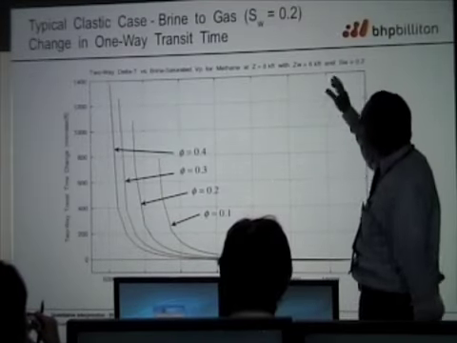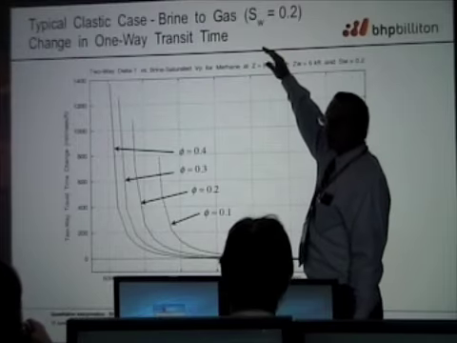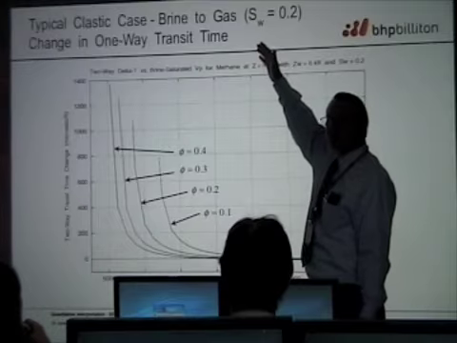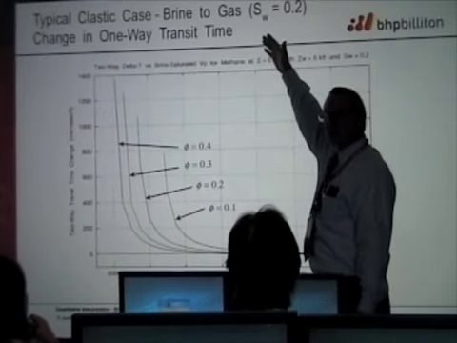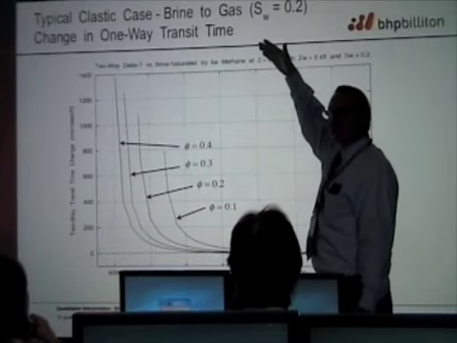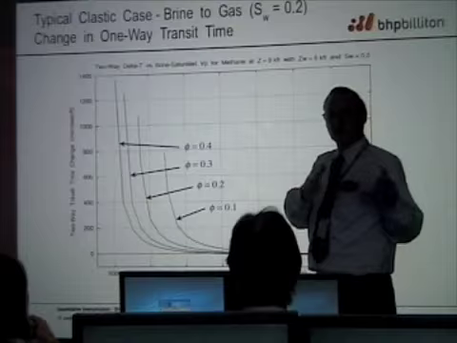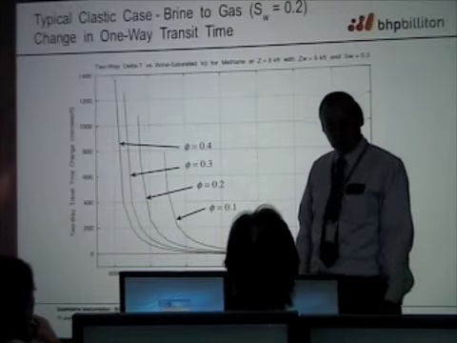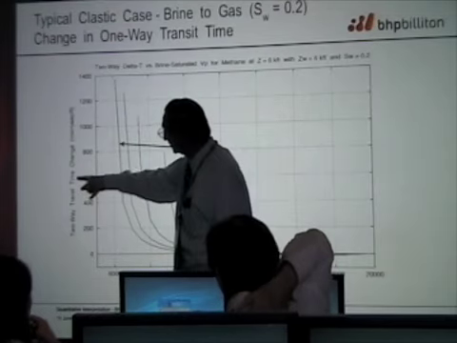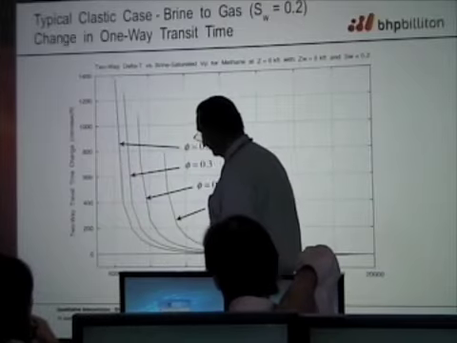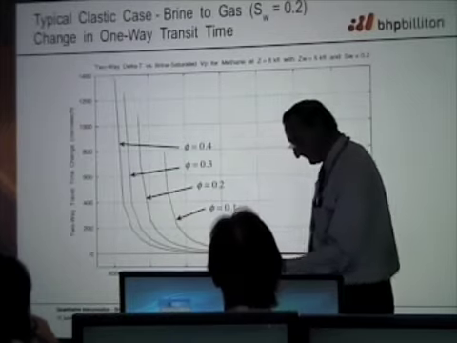Okay, so I'm going to start that business over. I have both velocities, the gas saturated and the brine saturated velocity, so I can calculate the transit time difference per foot for the gas saturated rock less the travel time through the brine saturated rock. And that's what we're doing over here: two-way travel time change in microseconds per foot. And here are our curves that are calculated from the Gassmann equation.